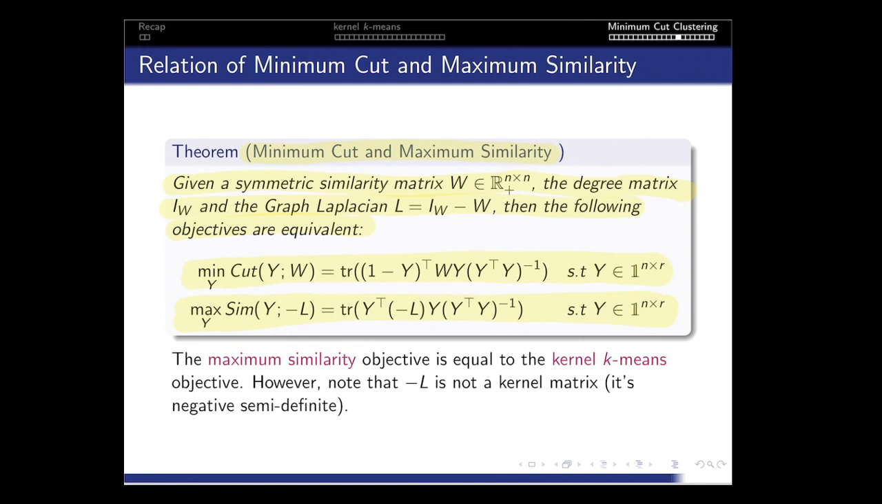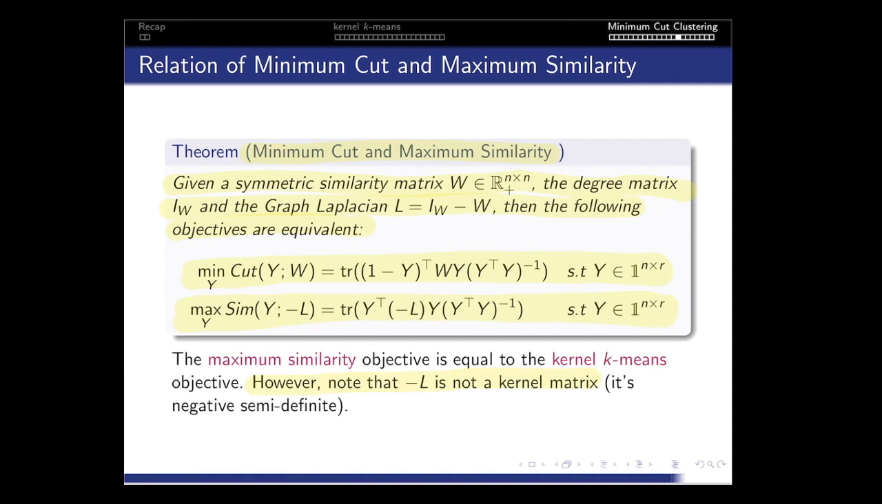And this maximum similarity objective is quite related to our kernel k-means objective. It's actually the same objective using minus L as kernel matrix, but minus L is in fact not a kernel matrix because it's negative semi-definite. It's not positive semi-definite, which had to be the case for our kernel matrix. So minus L does in general not have a symmetric decomposition. That is the problem. So this means that we cannot apply just kernel k-means here on minus L.